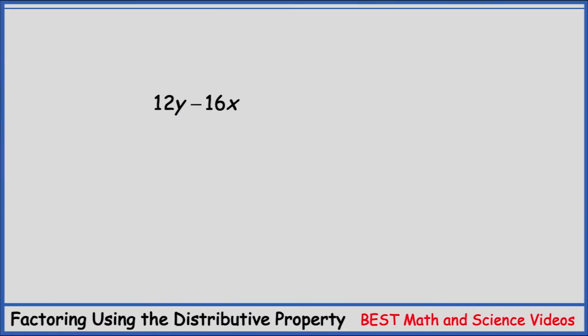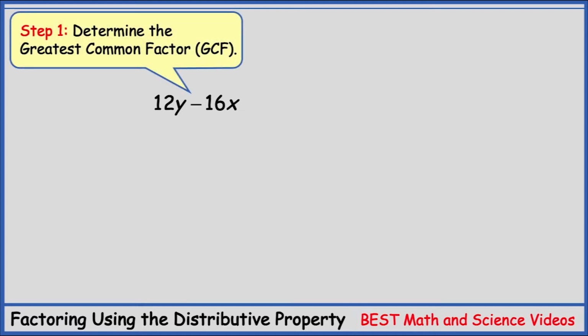How can you factor 12y minus 16x? The first step is to determine the greatest common factor, the GCF of each term in the expression. Always consider the variables and the numbers separately. So first, look at the variables. These are the letters that represent unknown numbers. The first term has only y, and the second term has only x. The terms have no variables in common, so you can't factor out any variables.